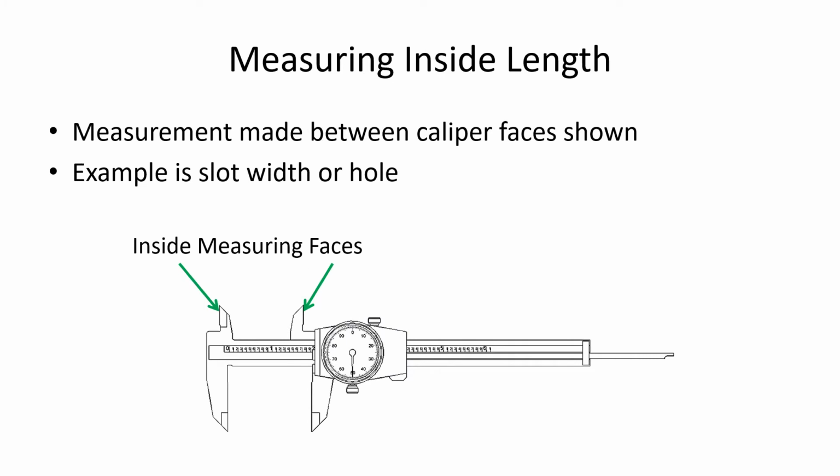Inside measurements are measurements made between the caliper faces shown here, this line and this line here. So the distance between here and here, okay? Example is the slot or width or hole, and we're gonna do the same thing. You read the numbers the same way, and we'll get to that later. How the heck do you read those numbers? But let me show you what an inside measurement looks like.